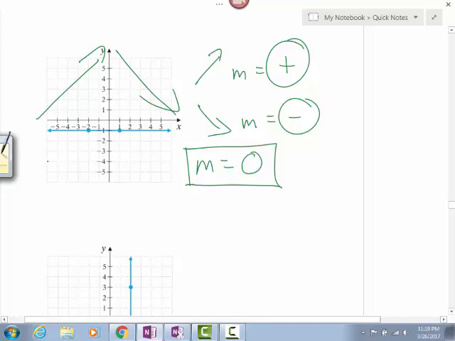So whether that line crosses there at -1, or that line crosses at -4, or if that line would cross at +5, all of those lines there would have a slope of 0 because they're horizontal. They're not going up, they're not going down.